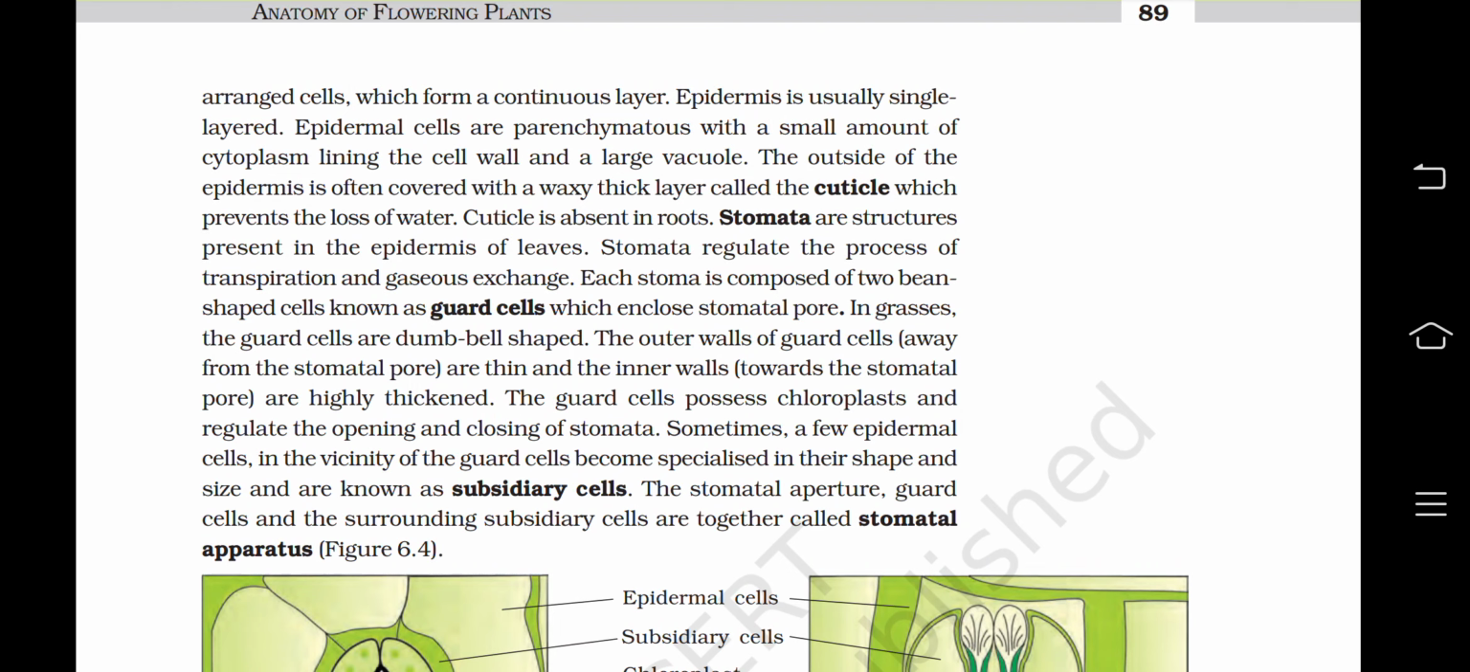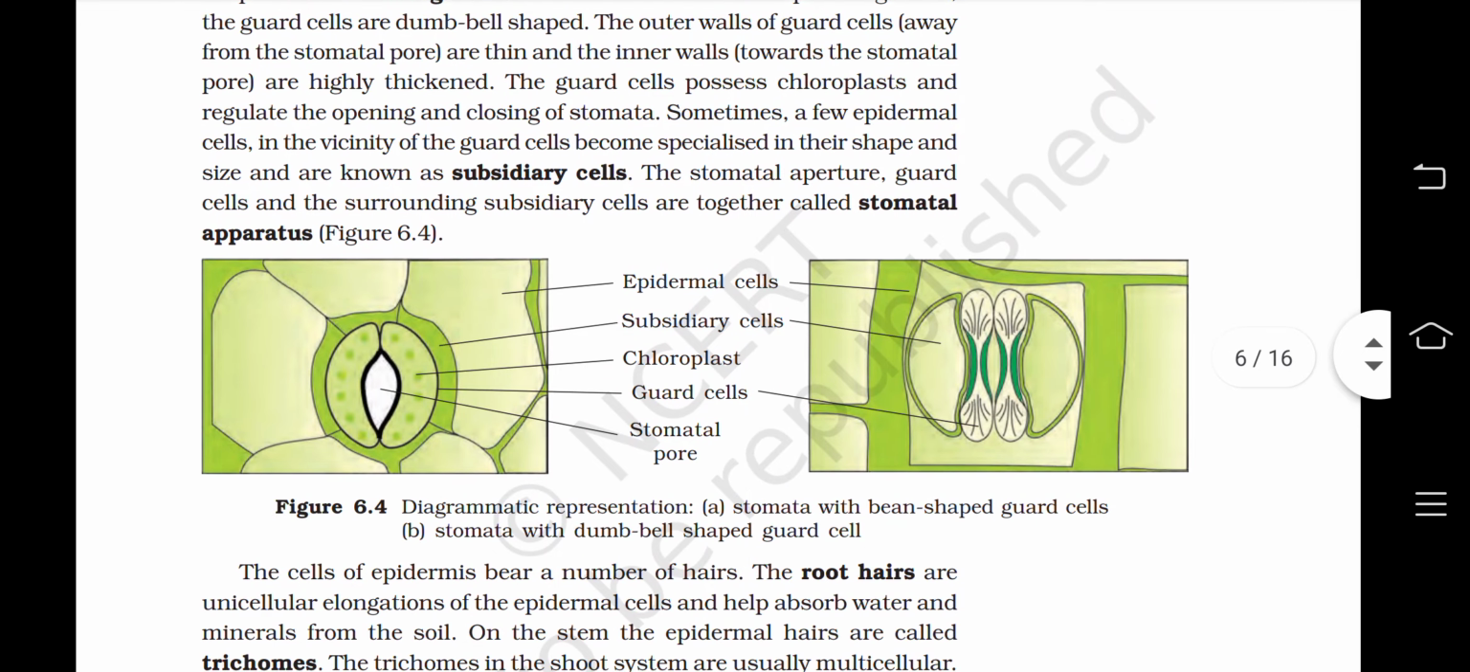Sometimes a few epidermal cells in the vicinity of the guard cells become specialized in their shape and size and are known as subsidiary cells. The stomatal aperture or the guard cells and the surrounding subsidiary cells are together called stomatal apparatus. Figure 6.4 is a diagrammatic representation. A is a stomata with the bean-shaped guard cells. B is a stomata with the dumbbell-shaped guard cells.